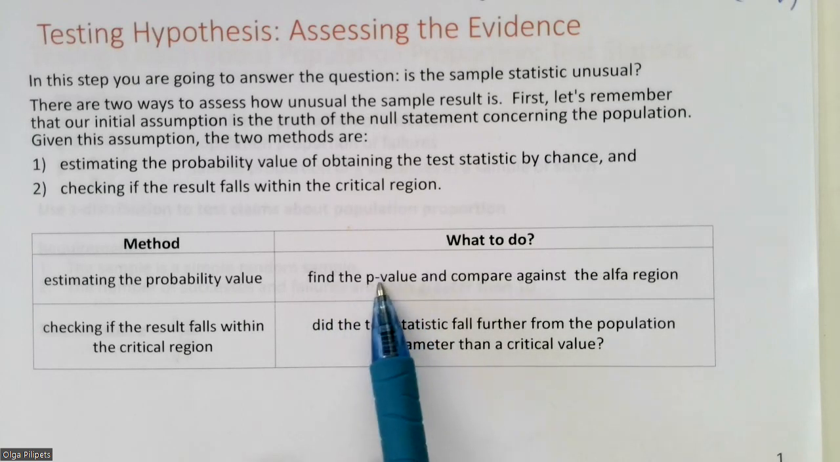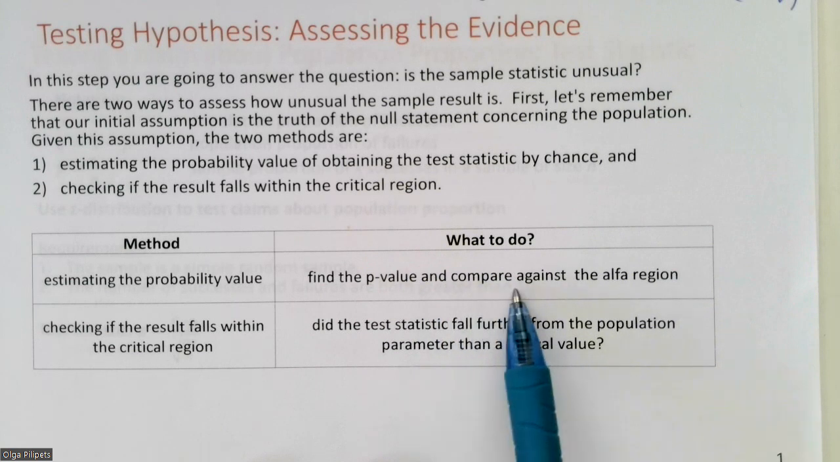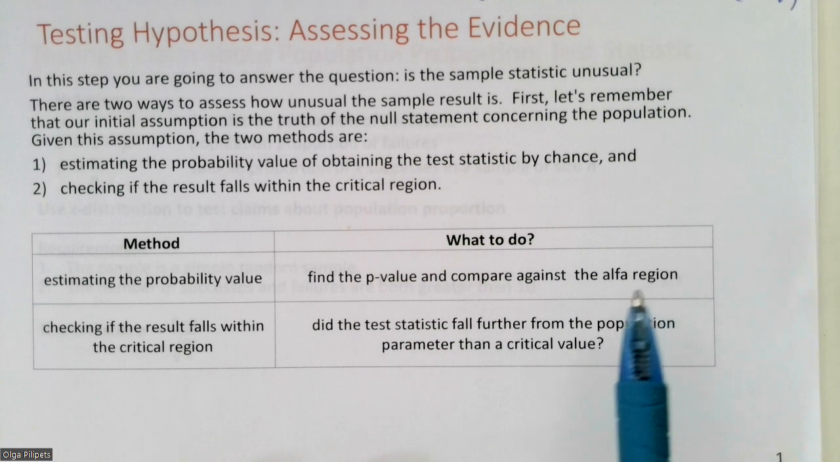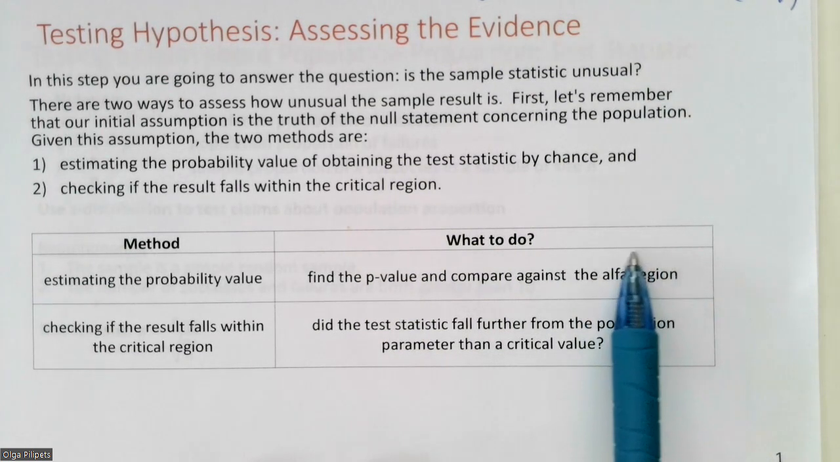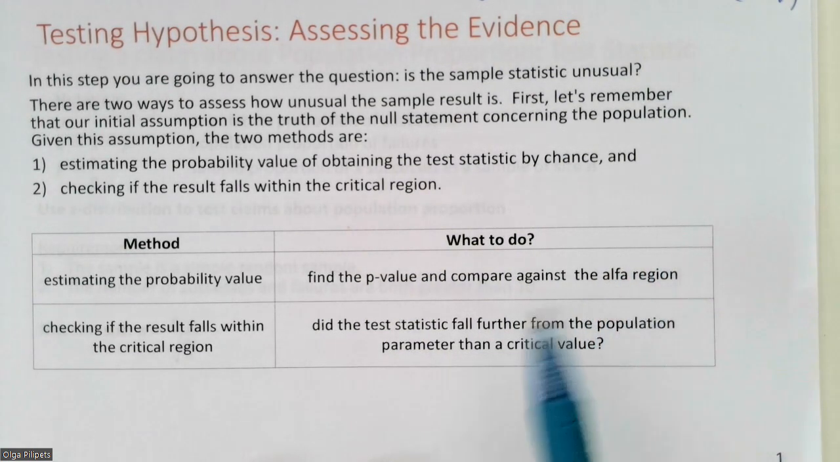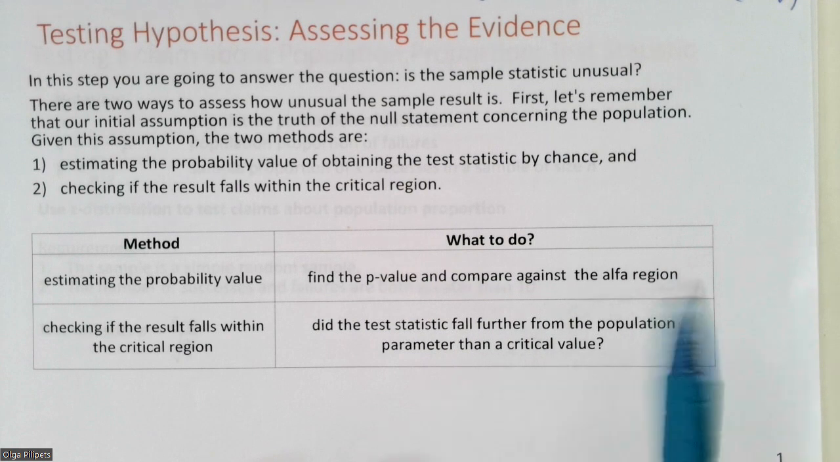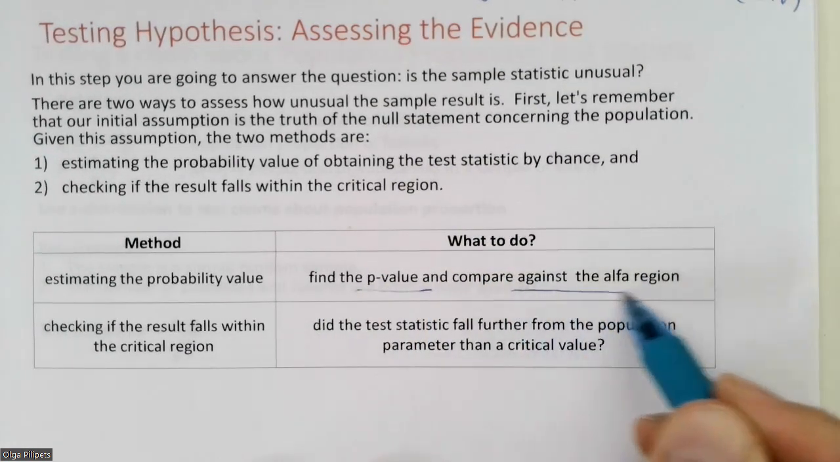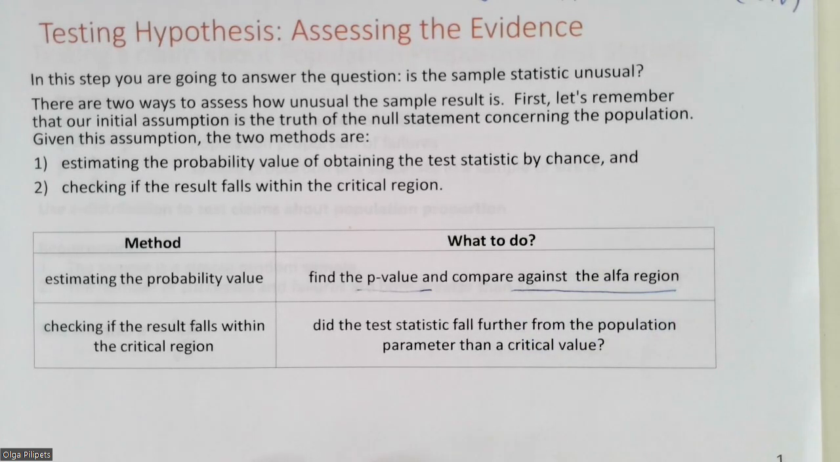P-value is short for probability value, and we compare it against the alpha region. Remember our significance level. If we want to be 95% confident in our result, for example, then the alpha region would be 0.05. So we find the probability value and we're going to compare against the alpha region.